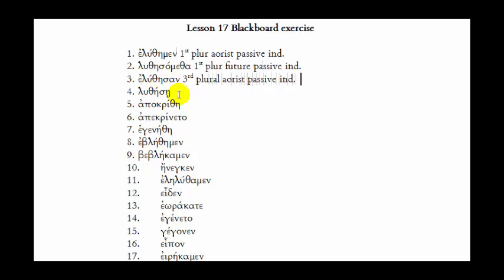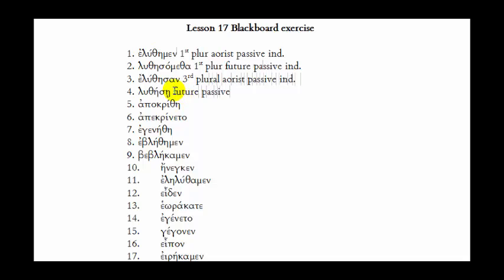Okay, one more. Luthese. Okay, first of all, the theta eta ending here, it's from luo, and you have a theta eta stem here. That suggests what? From your sixth principal part. I notice there's no epsilon here, as there would be if it were an aorist, therefore it can only be a future passive.